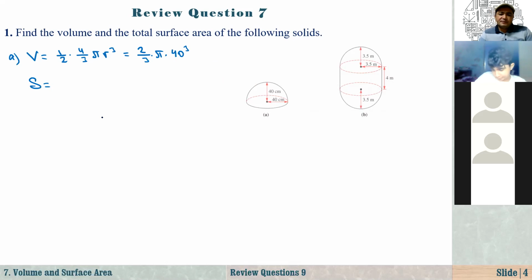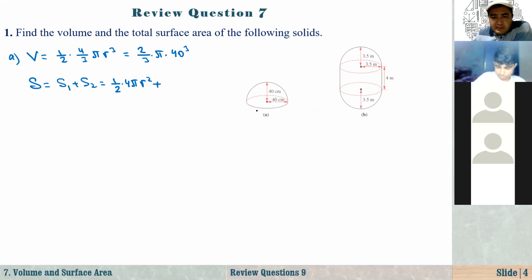The surface area: we have the sphere, right? And also we have the bottom. So that's why here we have two. We should consider two different surfaces, number 1 and number 2. What is number 1? That is half of the sphere. That is equal to 1/2 times 4 pi r squared. We know that that is the surface area of a sphere.